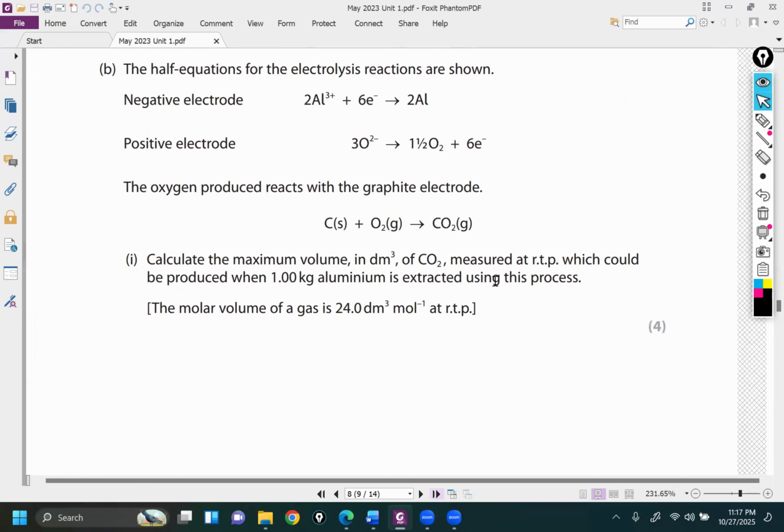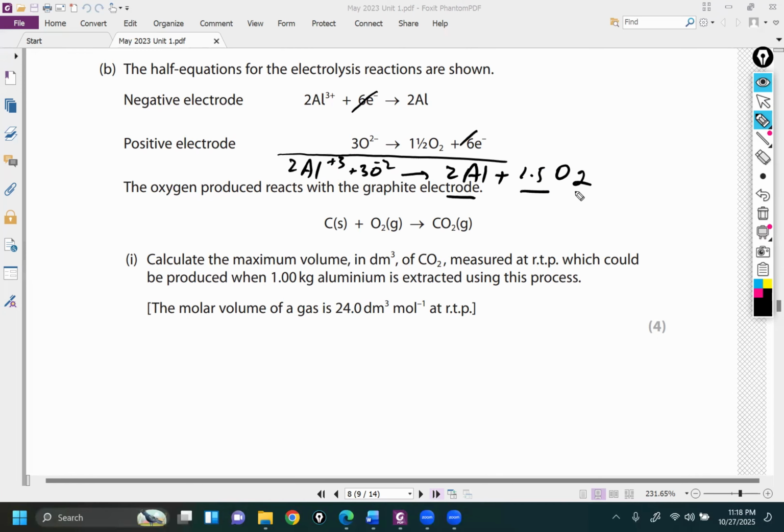Again, this is the calculation part, and this carries 4 marks. Now, the half equations for the electrolysis reactions are shown: negative electrode and positive electrode. It means cathode and anode. If you look here, the number of electrons lost is equal to the number of electrons gained. To write the overall equation, this is aluminum and this is oxide. And we get 2 aluminum plus 1.5 oxygen. So the ratio between the aluminum and the oxygen is 2 to 1.5.